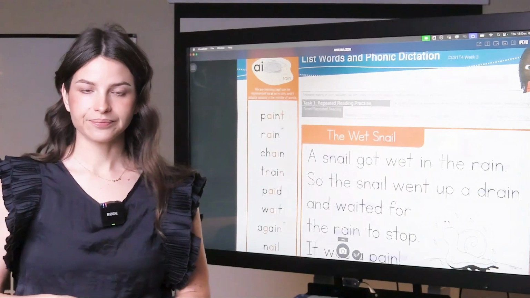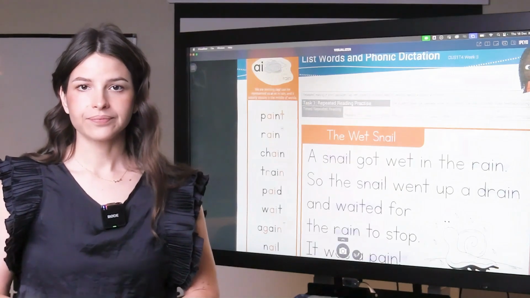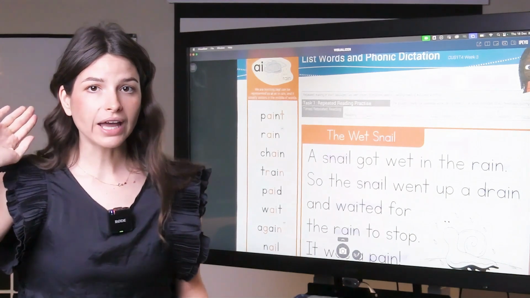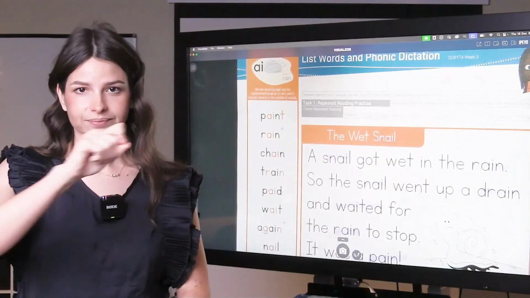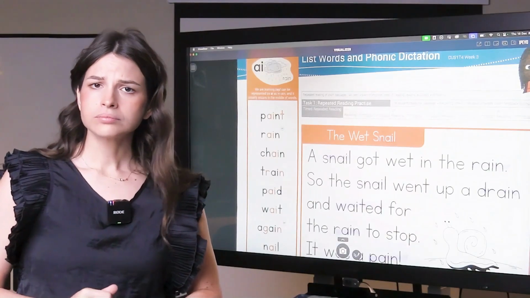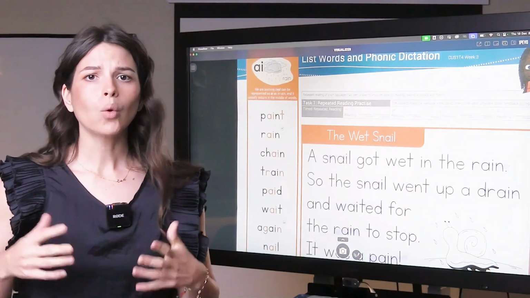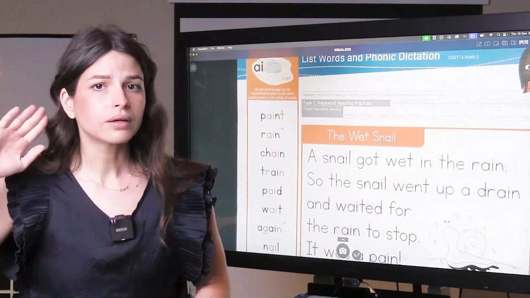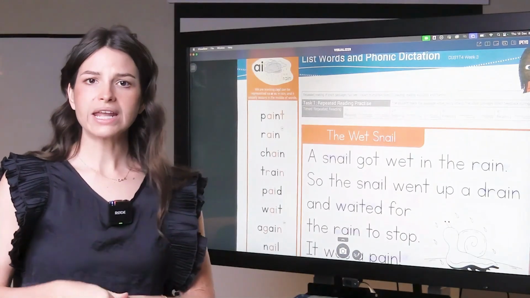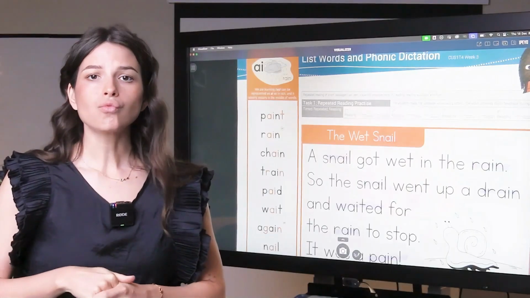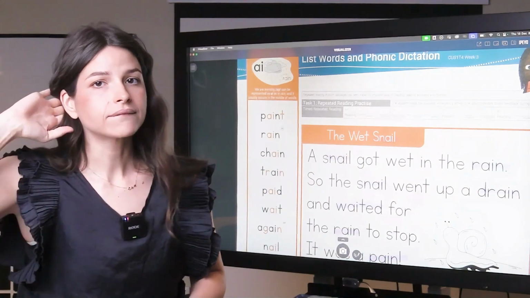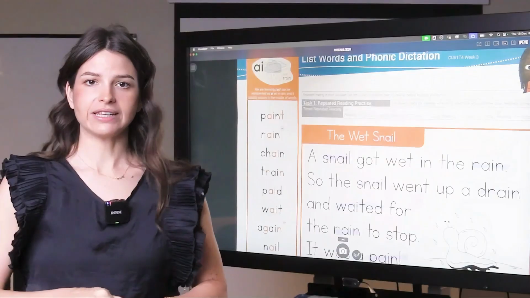So let's do that now. A snail got, say it with me, a snail got, what are you going to write? A snail got wet in the, say it with me, wet in the, what are you going to write? Wet in the, great, write that down. A snail got wet in the rain full stop. Say it with me, rain full stop. What are you going to write? Rain full stop. Great, write that down.